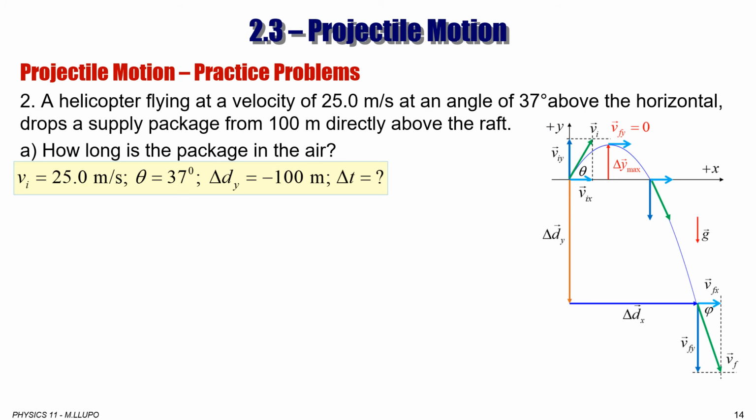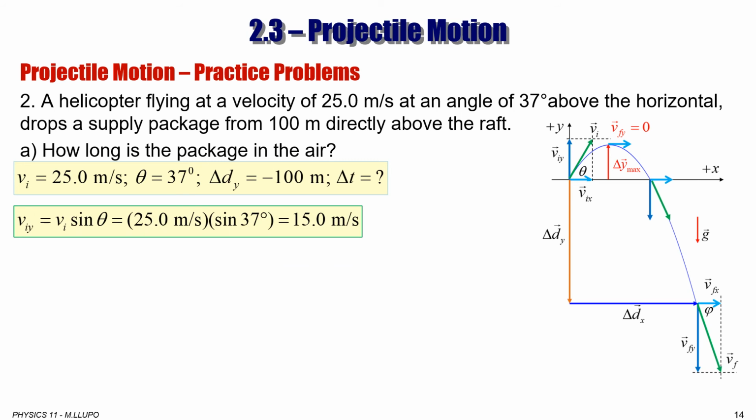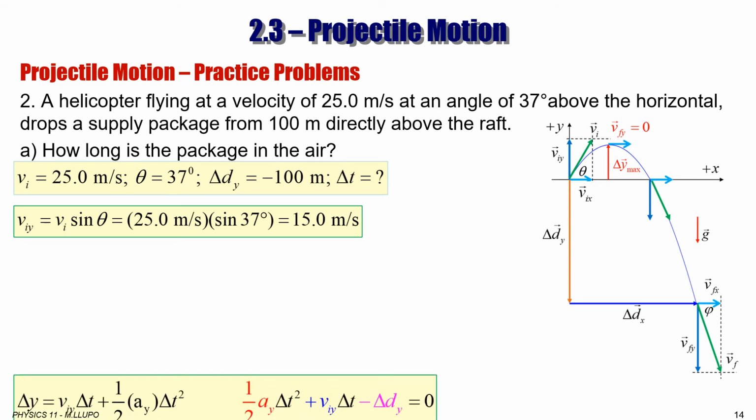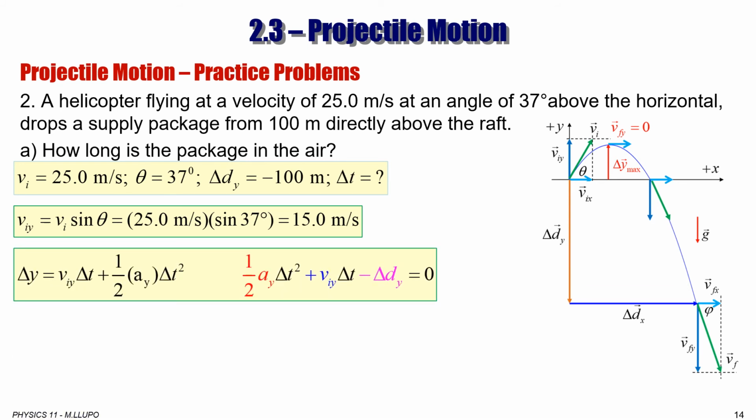So first we need to get those components. V initial y is equal to v initial times sine 37, 25 meters per second times sine 37, which is equal to 15 meters per second. And then you can calculate delta dy is equal to v initial y delta t plus half of ay delta t squared. So then we can rearrange this equation by moving delta t squared in the front and delta t in the middle, and move delta dy to the other side of the equation.